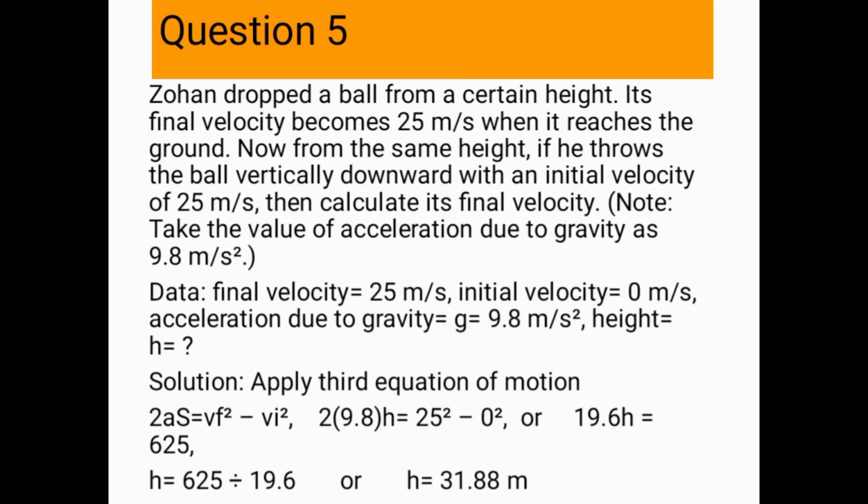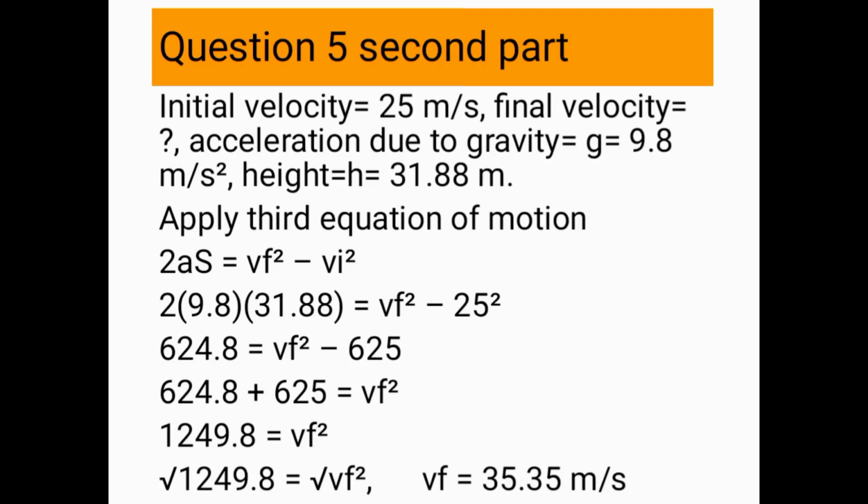Height h equals? Solution: apply third equation of motion, 2gh equals Vf squared minus Vi squared. 2 times 9.8 times h equals 25 squared minus 0 to the power of 2, or 19.6 h equals 625. h equals 625 divided by 19.6, or h equals 31.88 meters.